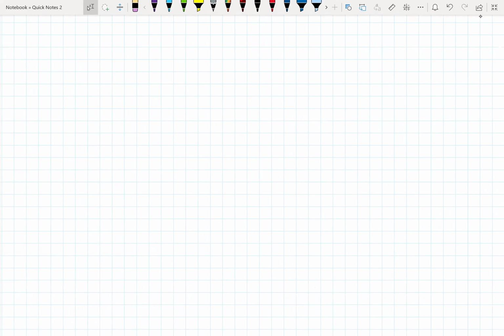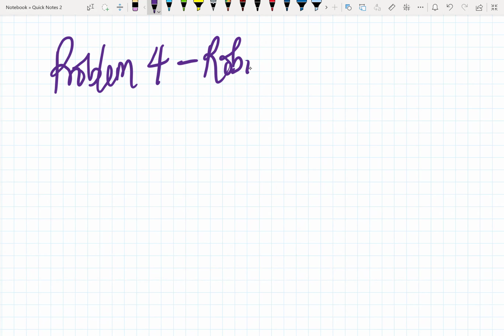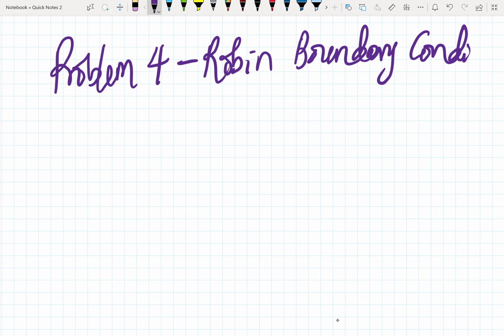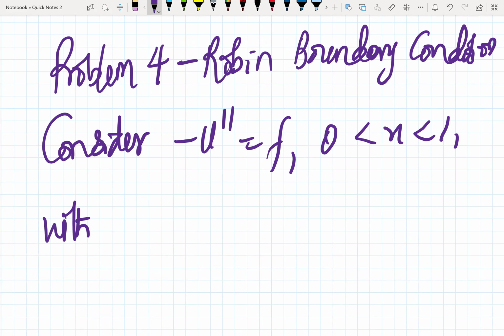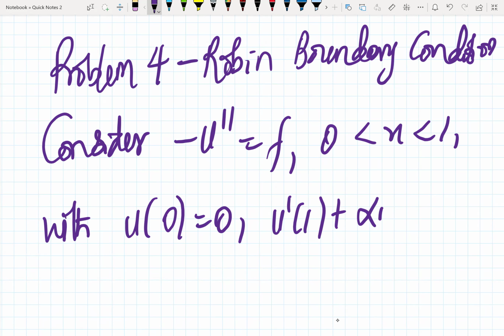Okay, so let's go now. I go here, problem 4, which is actually a Robin boundary condition. Here we consider minus u prime prime equals f for 0 less than x less than 1, with u of 0 equals 0, and then u prime of 1 plus alpha u of 1 is equal to g. So that's the Robin boundary condition.